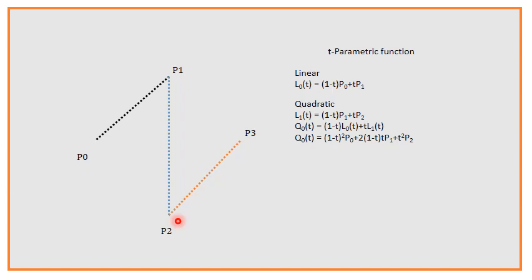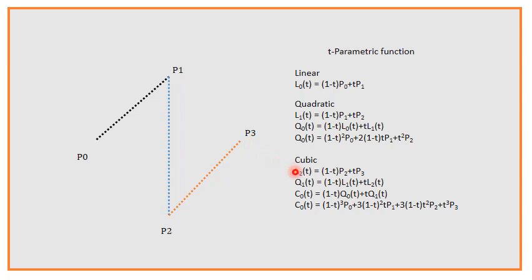In order to get a cubic polynomial of a Bezier curve, we have to get 4 control points, 1, 2, 3, 4. So 4 control points form a cubic polynomial equation. Here, for the third line, the end points are P2 and P3. Similarly, this line is named L2, the lines being L0, L1 and L2. So L2 of t is equal to, here the range will be 0 to 1, (1 minus t) of P2 plus t of P3.